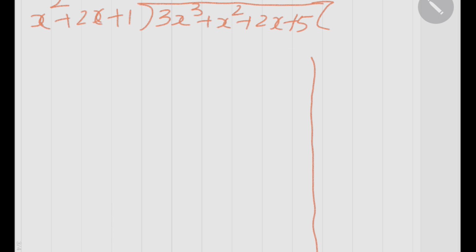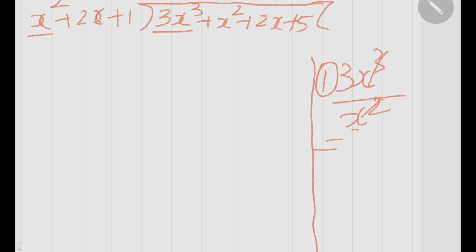The trick is very simple: first term by first term. What is the first term here? 3x cube. And here? x square. So 3x cube by x square. Square and cube will cancel. What will be left out? 3x will be left out. So right here, 3x is our quotient term.